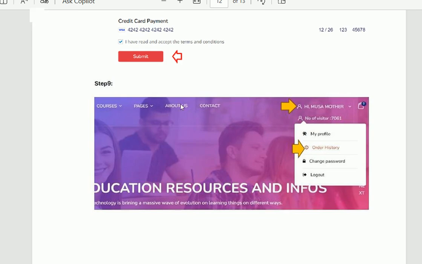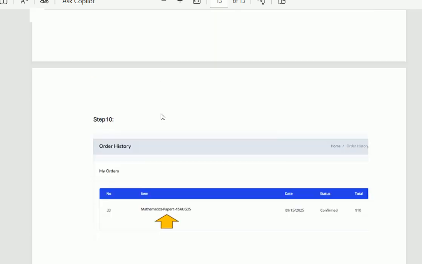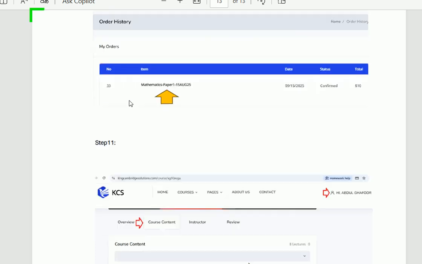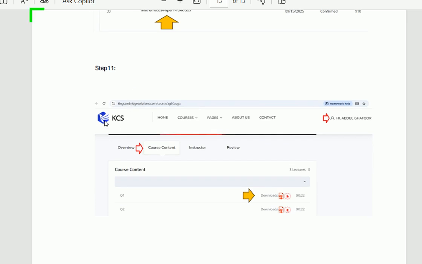When you click on the order history of your account, you will see your course like this. When you click on this course, you will find the course content. In the course content, there are two icons. One is the file icon and the other is the video icon. When you click on the file icon, you will download the PDF solution of each question. And when you click on the video button, you will download the video solution of the question.